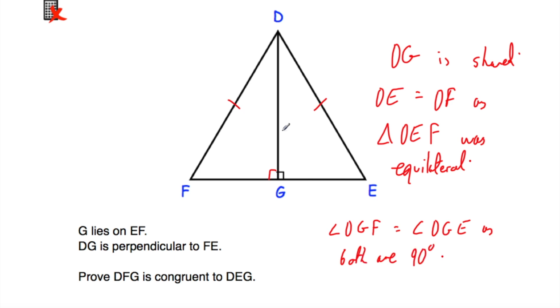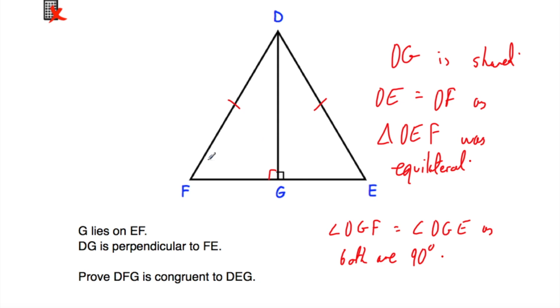And then what you could actually say is that due to right angle hypotenuse side, because both triangles have a right angle, we know that both of the hypotenuses are the same length, and we know that the shorter side, DG, would be the same length for both of them. So due to right angle hypotenuse side, these two triangles are congruent to each other. So that's one way you could do this question.